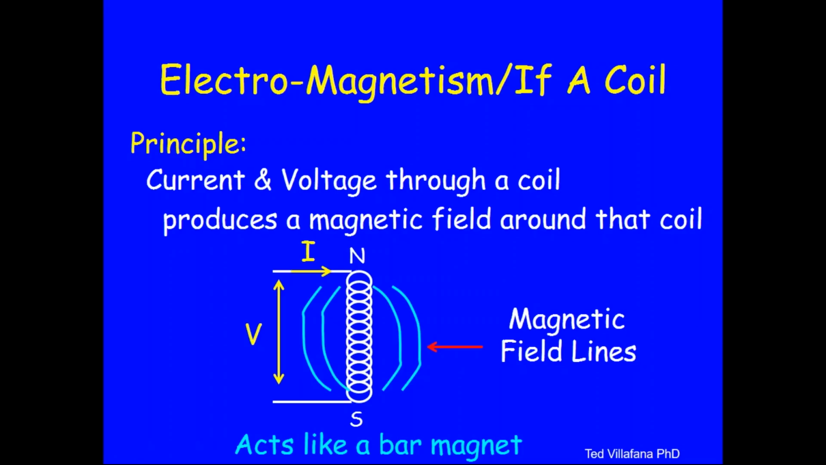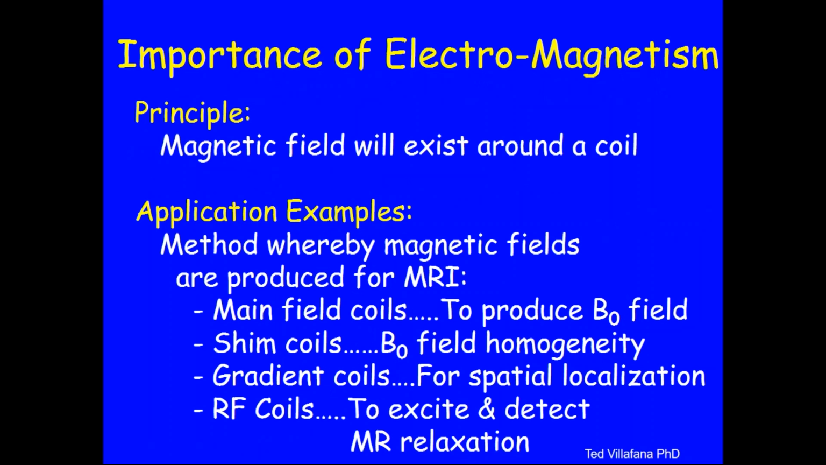Again, this is the same idea of electromagnetism. Electromagnetism says, given electricity, a magnetic field will result. Okay, well, so what? What's the importance of this? The importance of being able to produce a magnetic field. Well, the greatest, most obvious application would be in MR. In MR, we need magnetic fields.